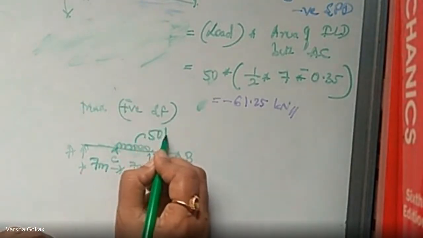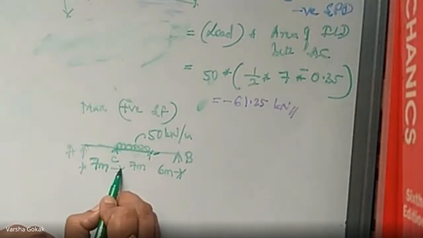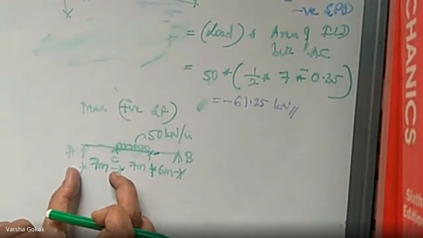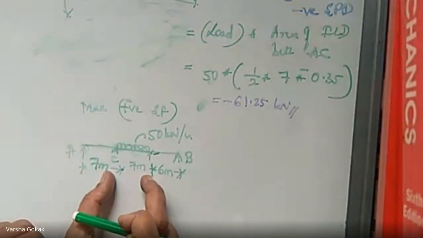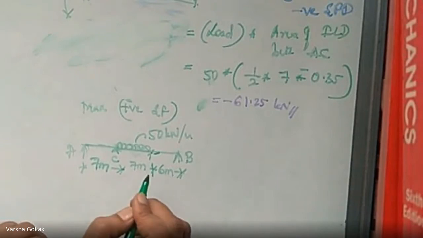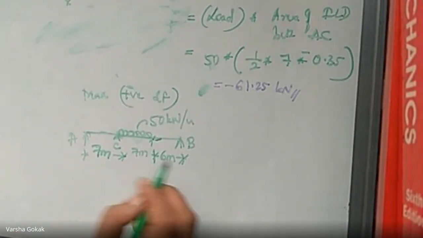From there, the head of the UDL starts. The UDL is 50 kilonewtons per meter, and it is also going to be for 7 meters. So from here, 7 meters again. Total is 20. First A to C is 7, and in between, 7 meters of UDL. So the total becomes 14. 20 minus 14, the remainder is 6. Okay, so this is important. Read the question properly, where they have asked to place the force to calculate the maximum shear force.